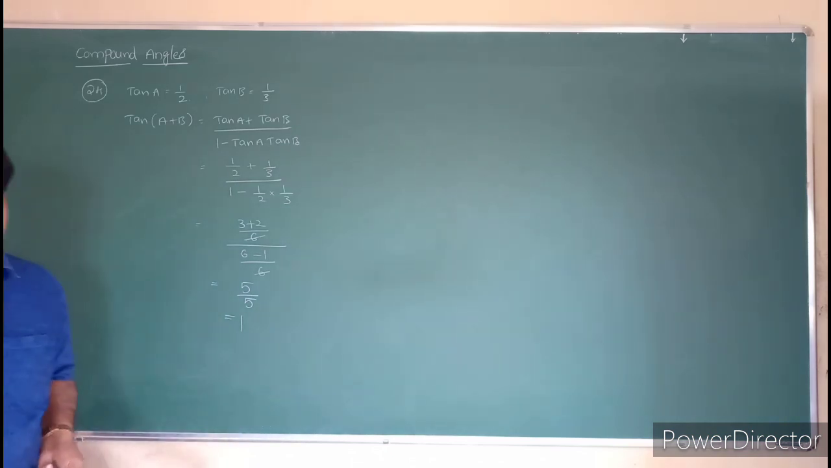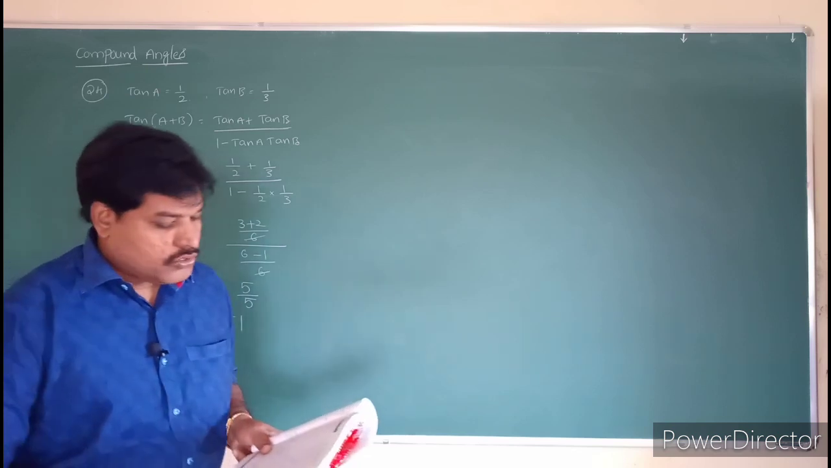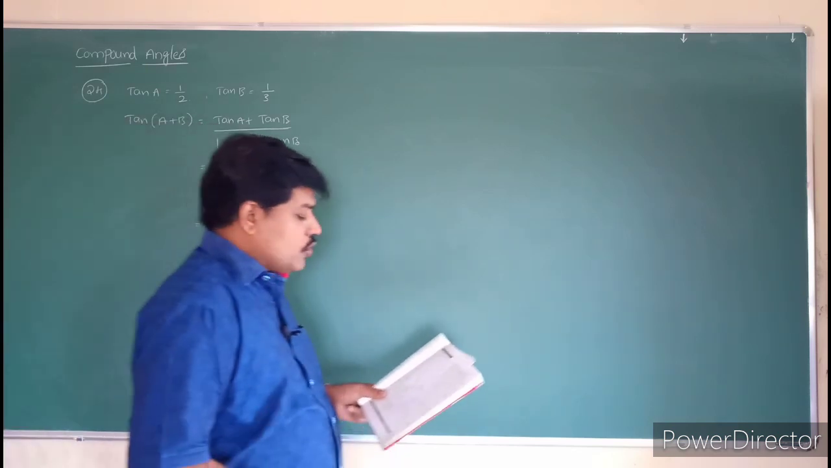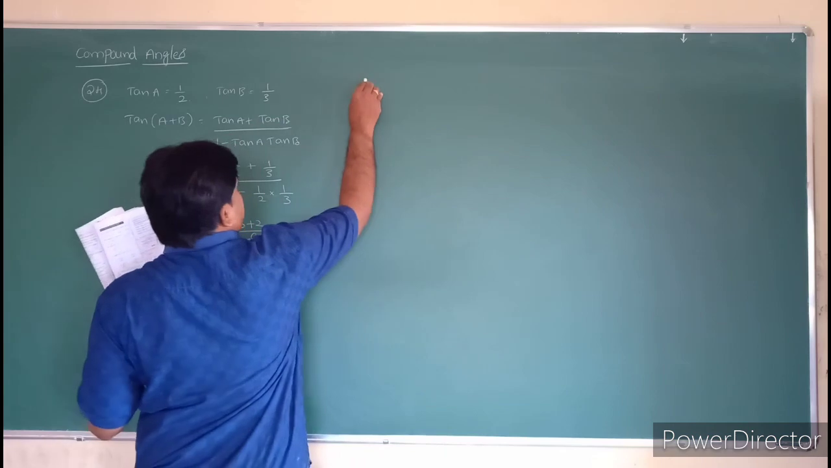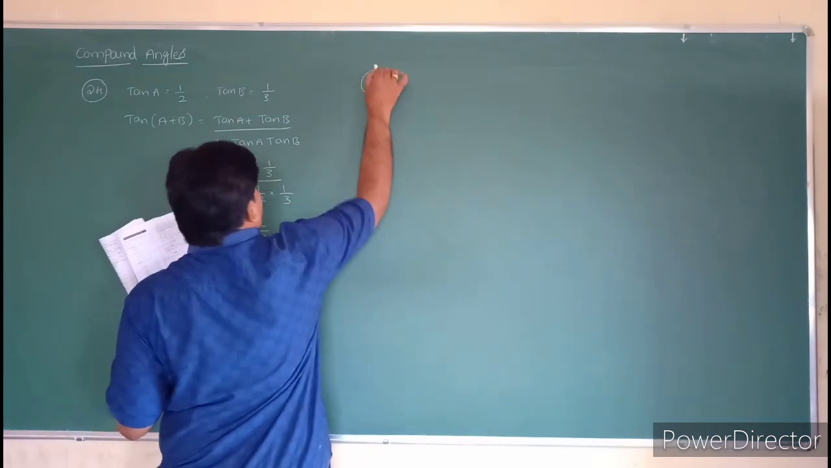What is the tan of a plus b? Tan of a plus b is 1. Okay. So see that question, students. So see the question number 25. What is question number 25?